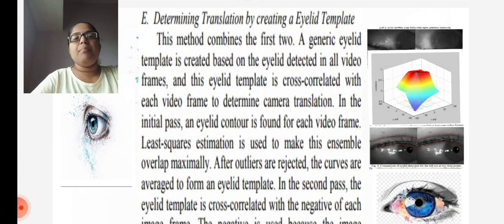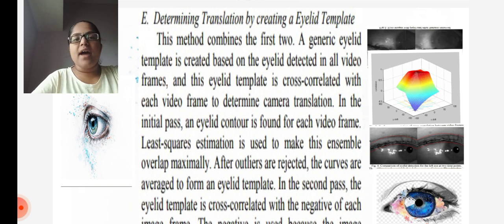The next methodology was determining translation by creating an eyelid template. This method combines the first two. A generic eyelid template is created based on the eyelid detection in all the video frames, and this eyelid template is cross correlated with each video frame to determine the camera translation.